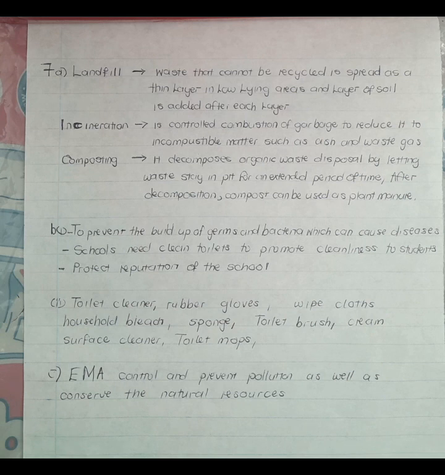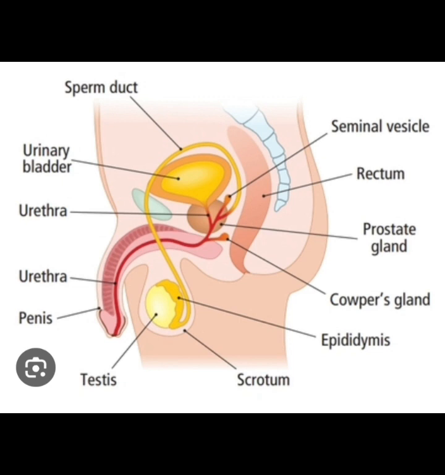We now need to move on to the next question, which is number 8. Let us move on to number 8. Number 8A, state the functions of 1, testes, 2, sperm duct, and 3, prostate glands. I will explain using a diagram.